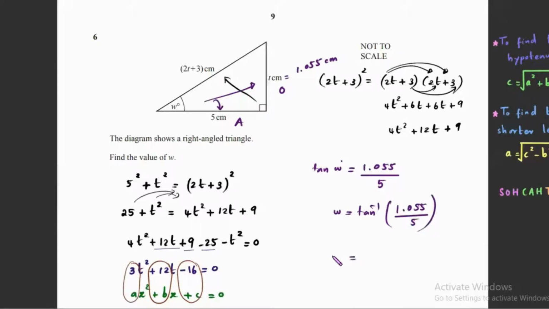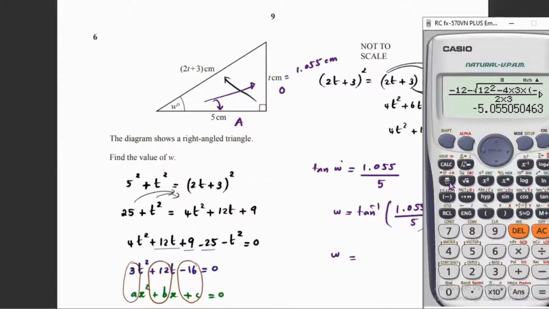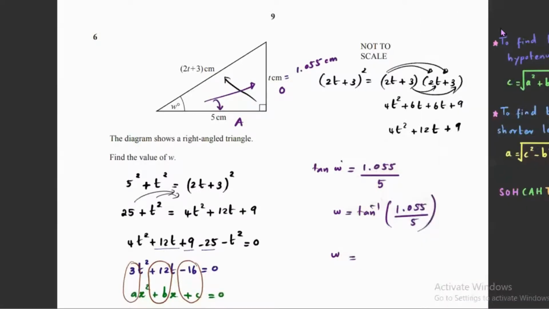So I'm going to put this in the calculator and see what I get as a value for w. So inverse tan, and in the fraction, I'm going to write it as 1.055 over 5. And I'm going to close the brackets here. So this will give us 11.915 or 914. So that's going to be like 11.91. So I can write it as 11.91 degrees as the value for w.